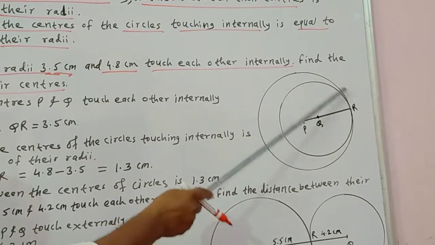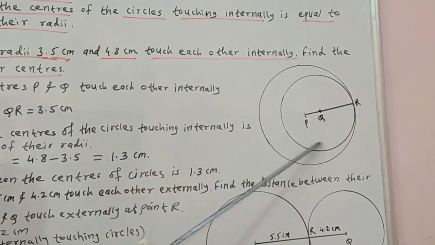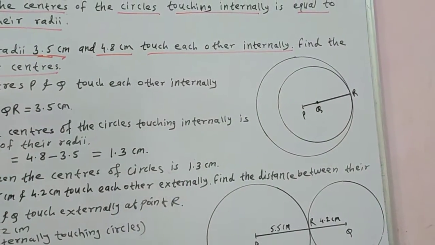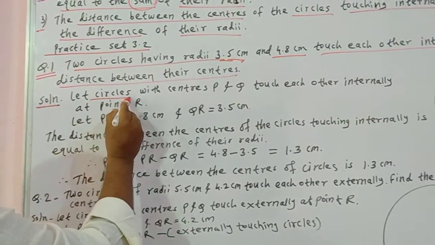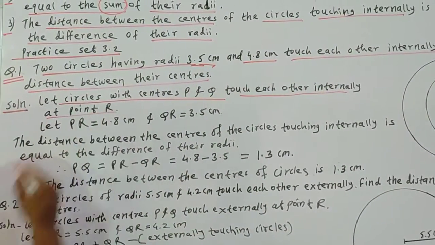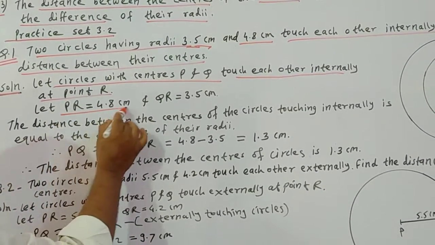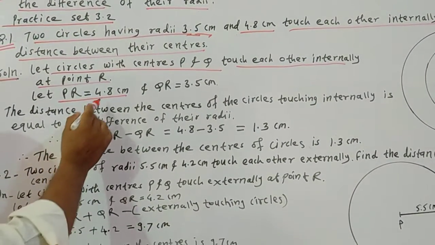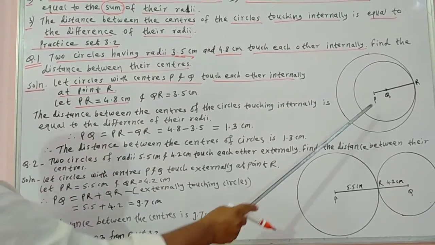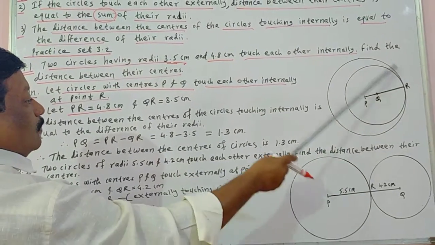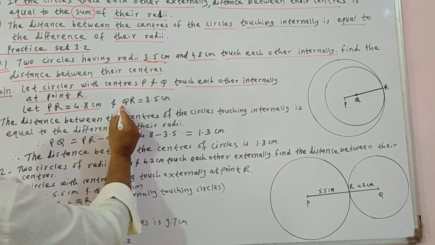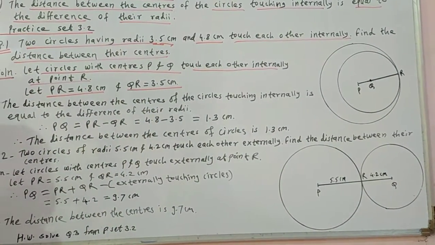Now here outer circle is with center P, inner circle with center Q, and they are touching internally in point R. Therefore, in solution, let circles with centers P and Q touch each other internally at point R, and radius of the outer circle or bigger circle be 4.8 cm. That's why PR equal to 4.8 cm. PR is the radius of the outer circle and QR is the radius of the inner circle, means smaller circle. Therefore, QR is 3.5 cm.